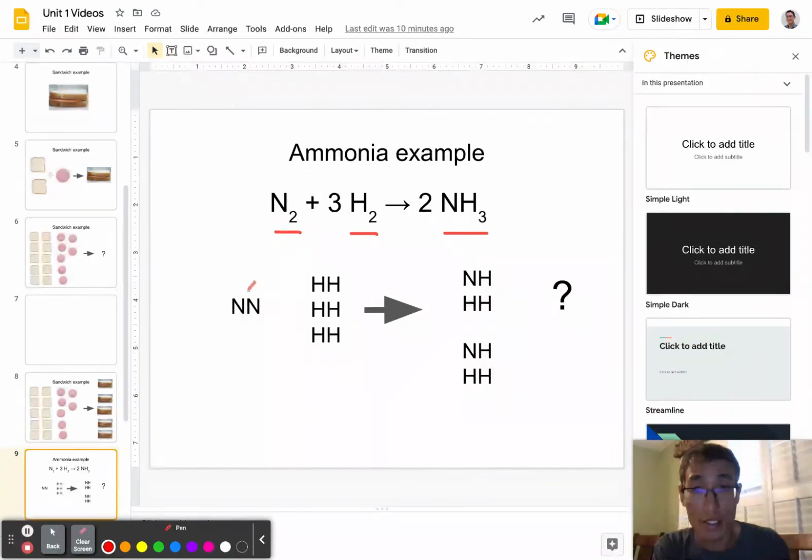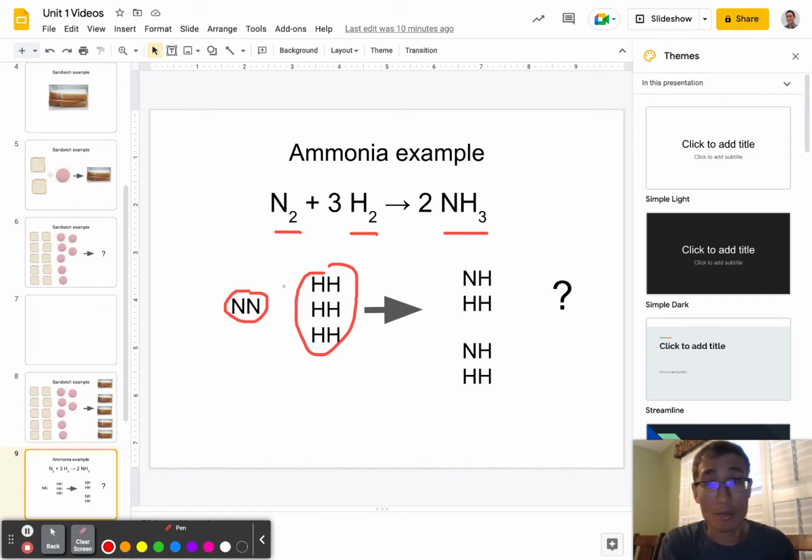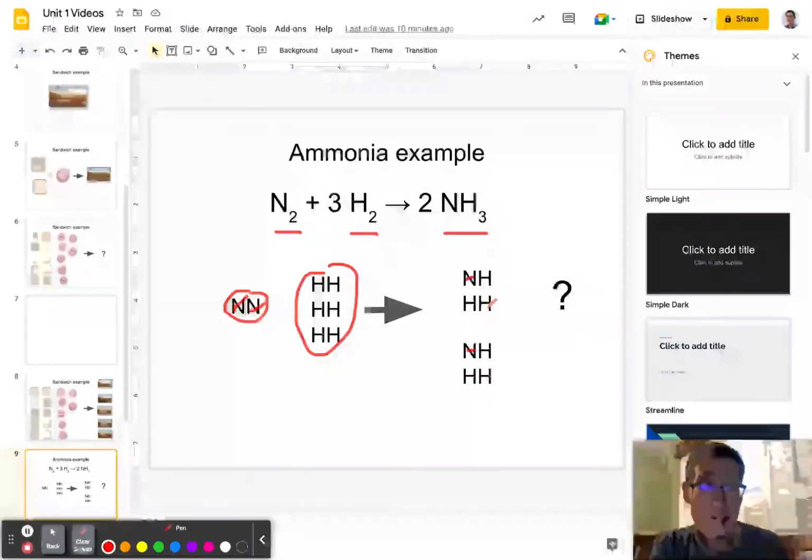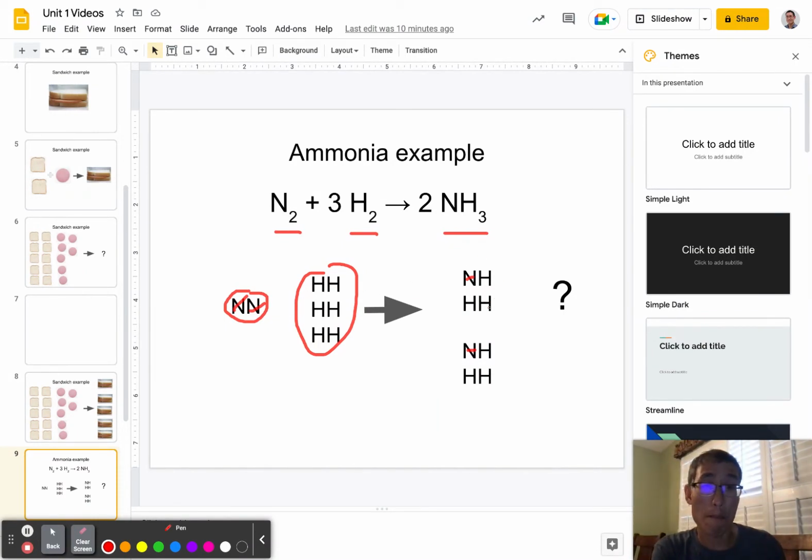So N2, one of these, reacts with 3 of these, and then they split apart. Everything breaks apart. All your bonds break. They reform back together. And my 2 Ns go, I have 2 Ns here. There's one here. There's one here. And then my H's get split up. And so now I have 2 ammonia molecules. So this is my balanced chemical equation for the formation of ammonia. My reactants are nitrogen and hydrogen. And my product is ammonia.